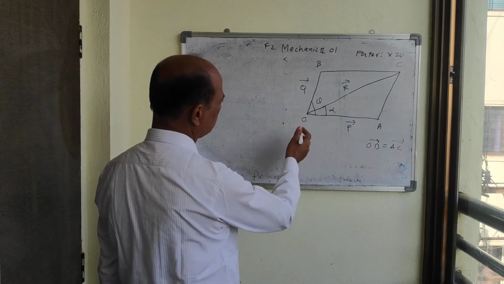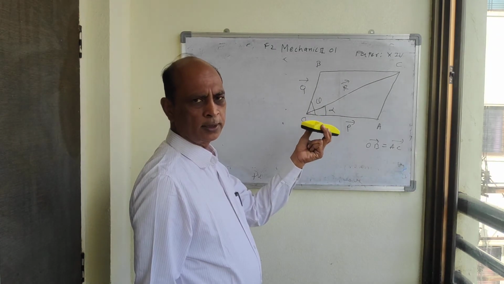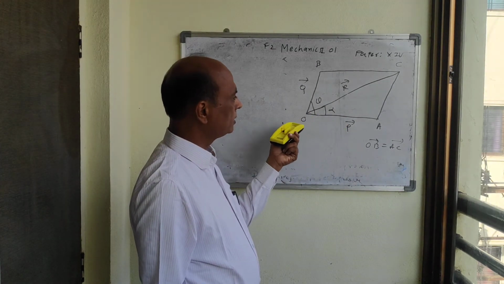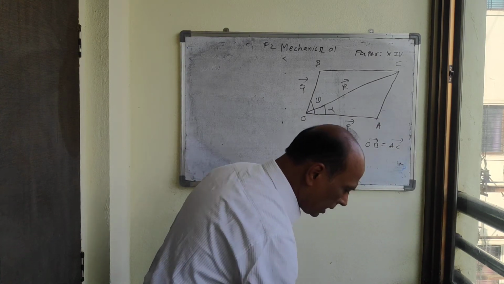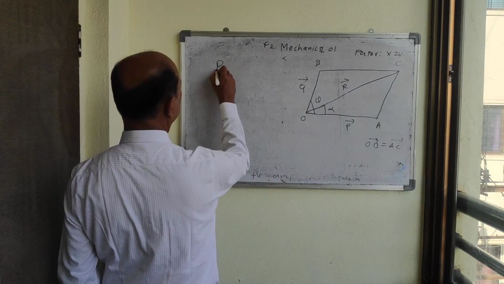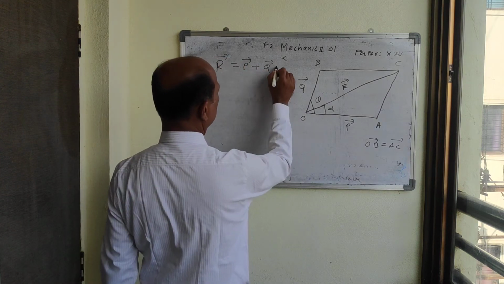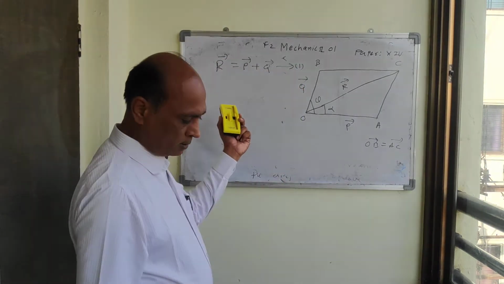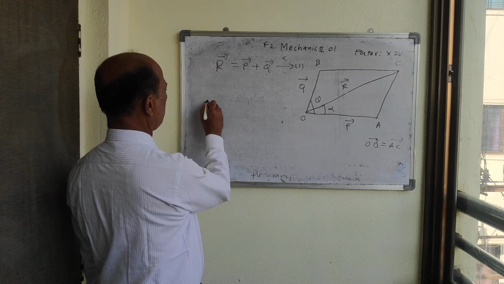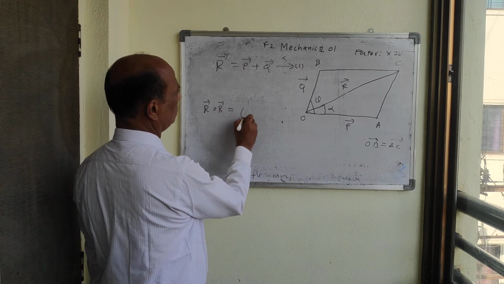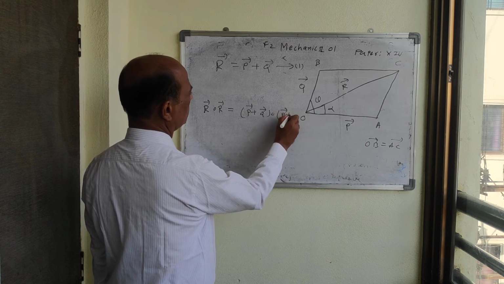Let the adjacent sides be OA bar and OB bar, and let P bar and Q bar be the two forces represented by these adjacent sides, and theta is the angle between them. Here we know that R bar is equal to P bar plus Q bar. So this is our equation number 1. Now we will take the dot product: R bar dot R bar is equal to P bar plus Q bar dot P bar plus Q bar.